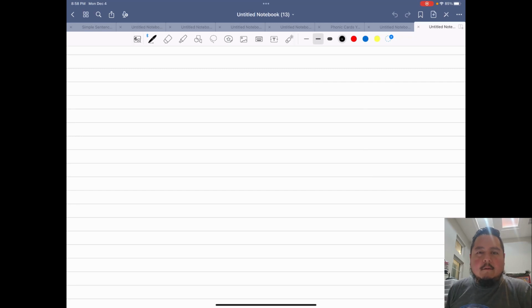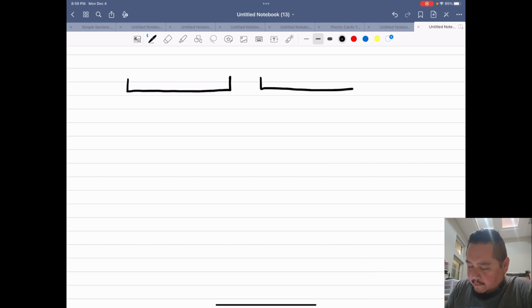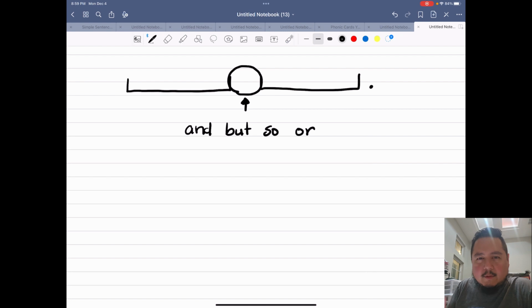Today we're going to talk about compound sentences and some compound words. A compound sentence is when you have a complete sentence and then another complete sentence, and you have a period at the end. But in the middle, you have a word that connects them. Some of the most common words are and, but, so, and or. These are the most common words that can connect a compound sentence.